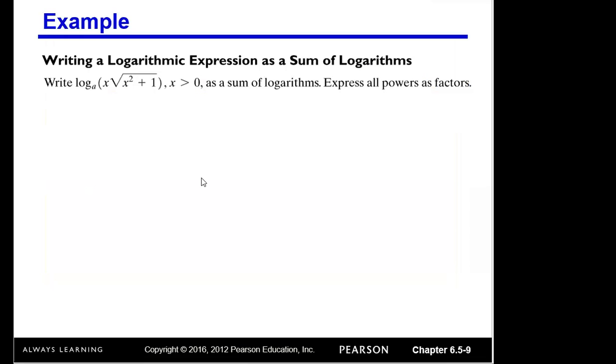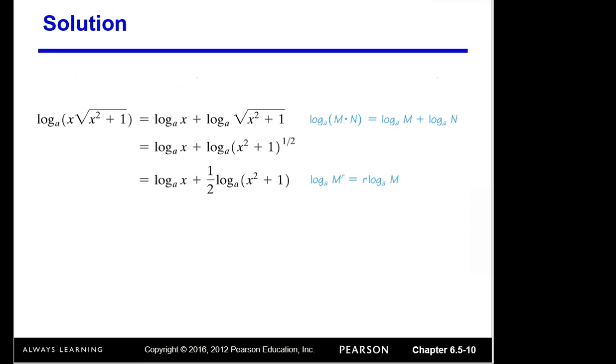All right, so here's their examples. It says, write a logarithmic expression as a sum of the logarithms. So when I look at this, I see log base a of an x times the square root of an x squared plus one. So you can see that there is multiplication happening right there between those two. So this is like your m, this is like your n. I'm just going to go ahead and show you what they did. They split it up. They've got the x here and the square root of x squared plus one there. So it becomes a log base a of the x plus, here's the plus, and then the log base a of the square root of x squared plus one.